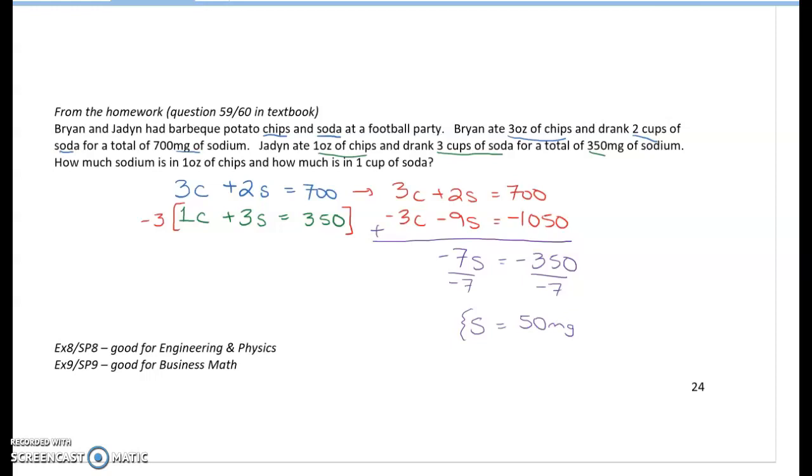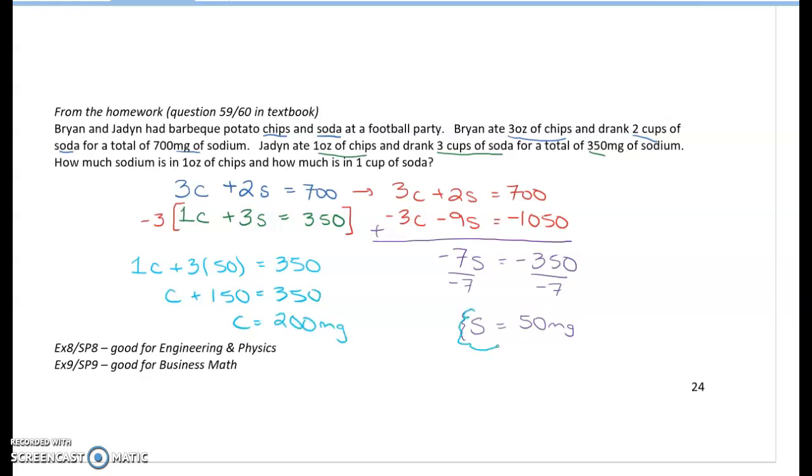And then you want to plug that back in to one of your original equations, or the one you multiplied is just harder to work with. I'm going to go ahead and plug it into this bottom one. 1C plus 3 times 50 equals 350. So that's C plus 150 equals 350. So C equals 200. And again, it's in milligrams.